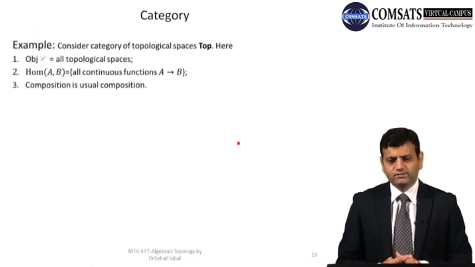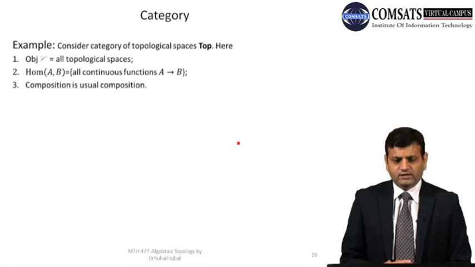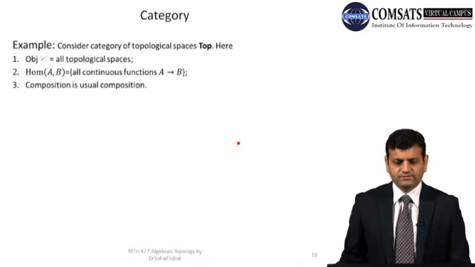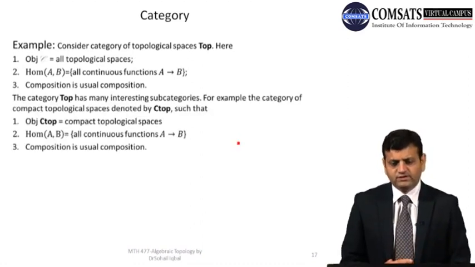So consider the category of topological spaces. In this case the objects are all topological spaces, and of course it's a class. And what are the morphisms? In the case of topological spaces, morphisms are continuous functions from A to B, and composition is the usual composition, just like we have defined in the earlier cases.